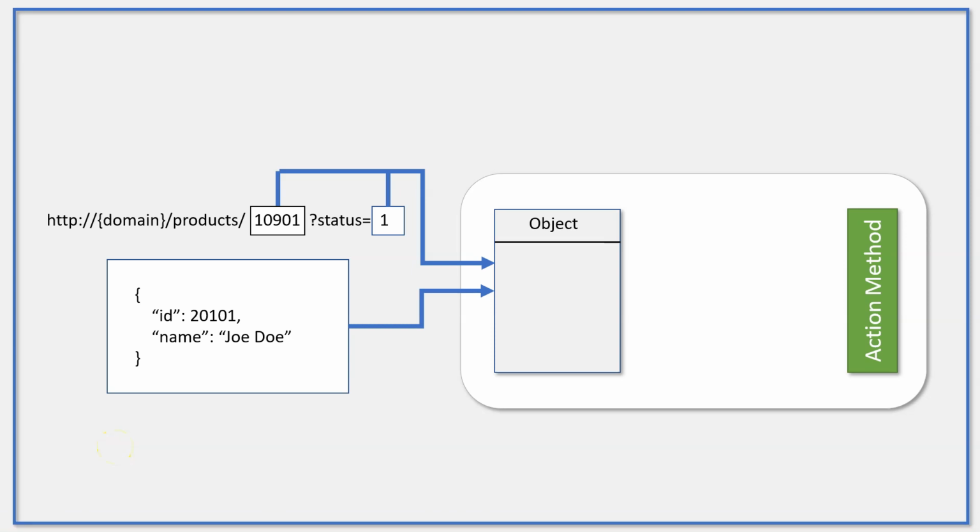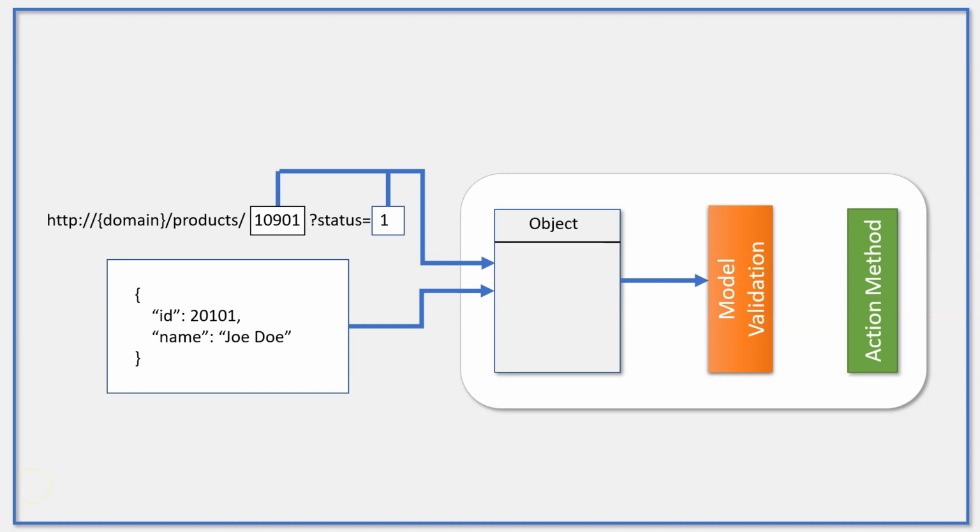Endpoint routing helps HTTP requests to target a particular action method within a particular controller. And model binding helps to map data carried within the HTTP request to an object. But before that object can be consumed by the action method, data validation has to happen because we can never trust the data that is passed by the client through the HTTP request.